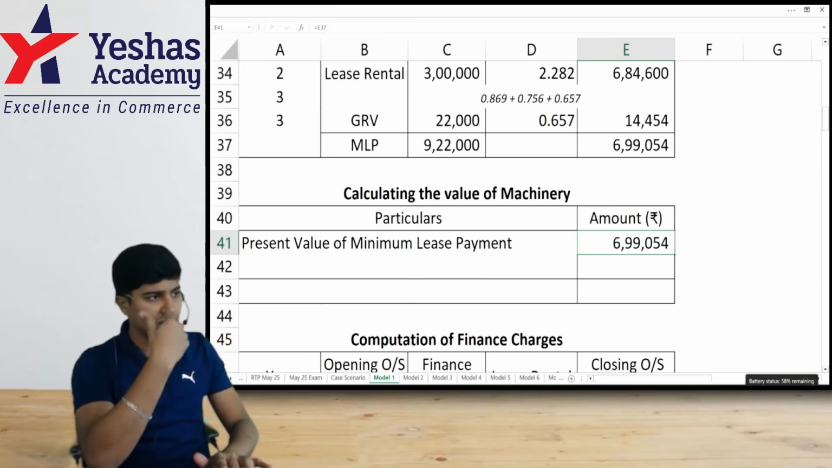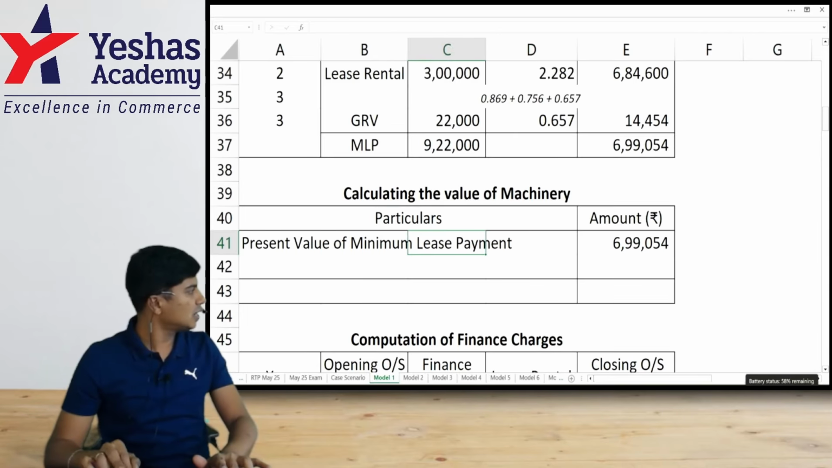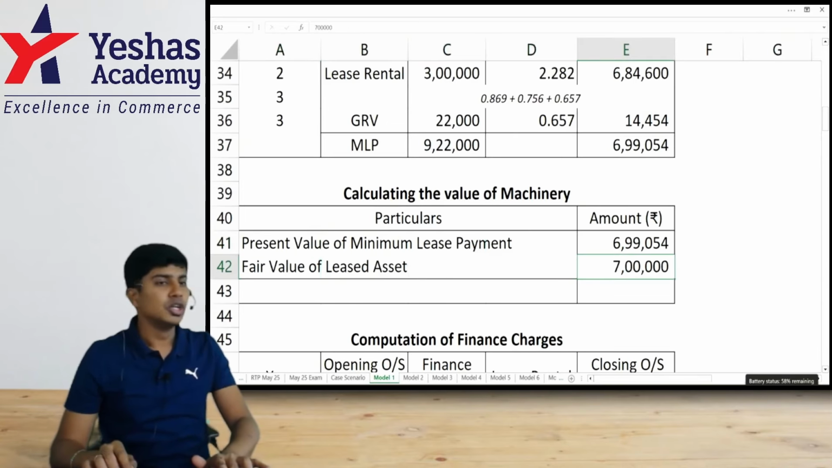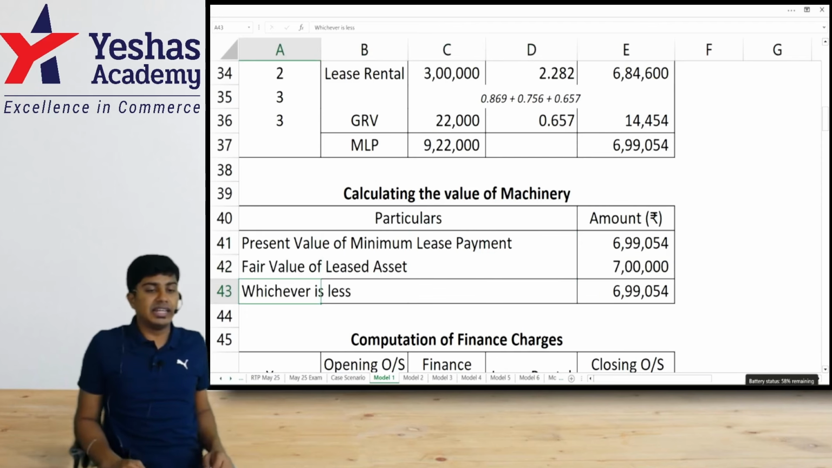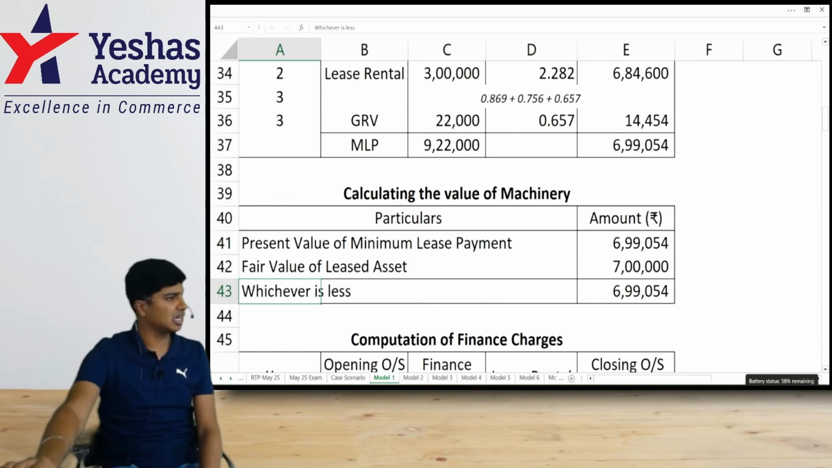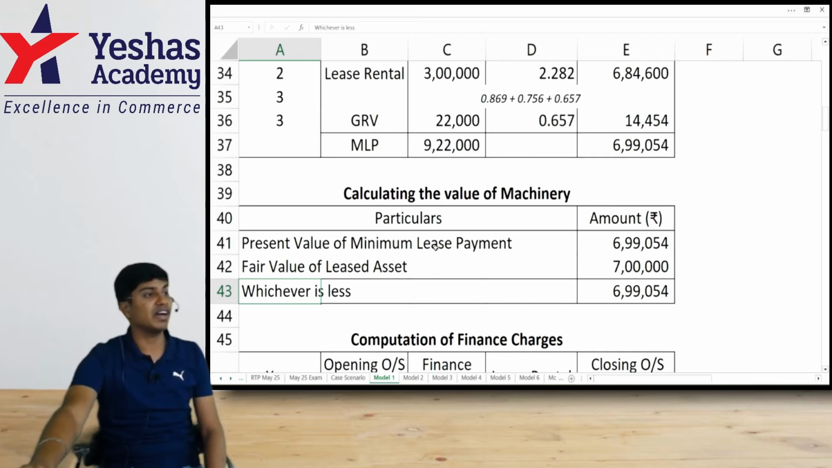All the money that you should pay, its present value is so much. What is the fair value of the machine? You should record the asset at whichever is less, which is 6,99,054. Easy. Then we would have to find the finance charges.